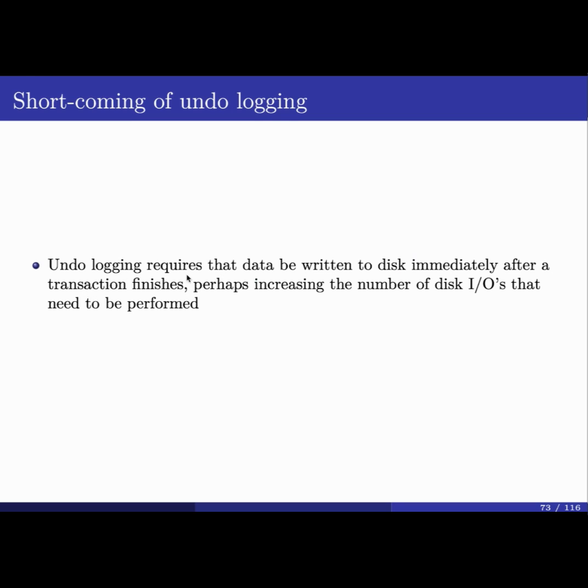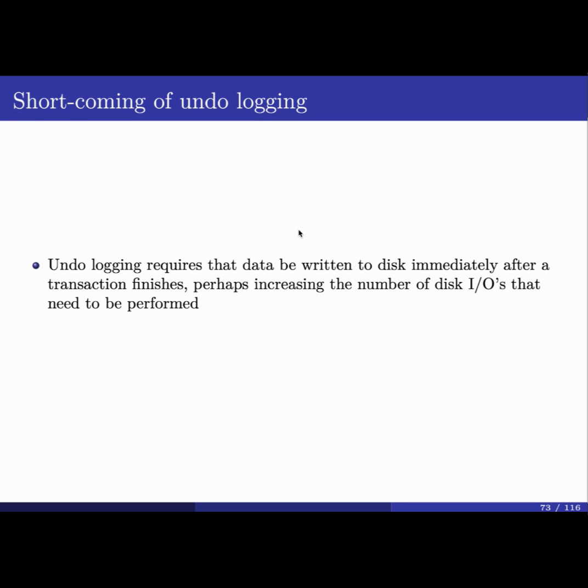So undo logging, again, requires that the database elements must be written to the disk immediately after the transaction finishes. This may increase the number of disk output operations that need to be performed. When you perform the undo, that means you have to reflect the change. And also the same thing here: every time you modify the database element, if you have one output, you need to write it to the disk right now. You cannot wait. So how can we solve this problem?